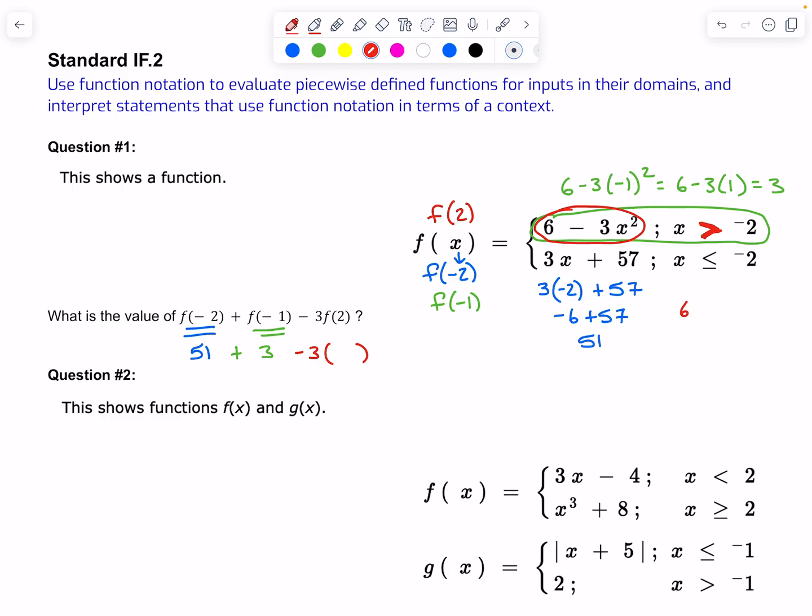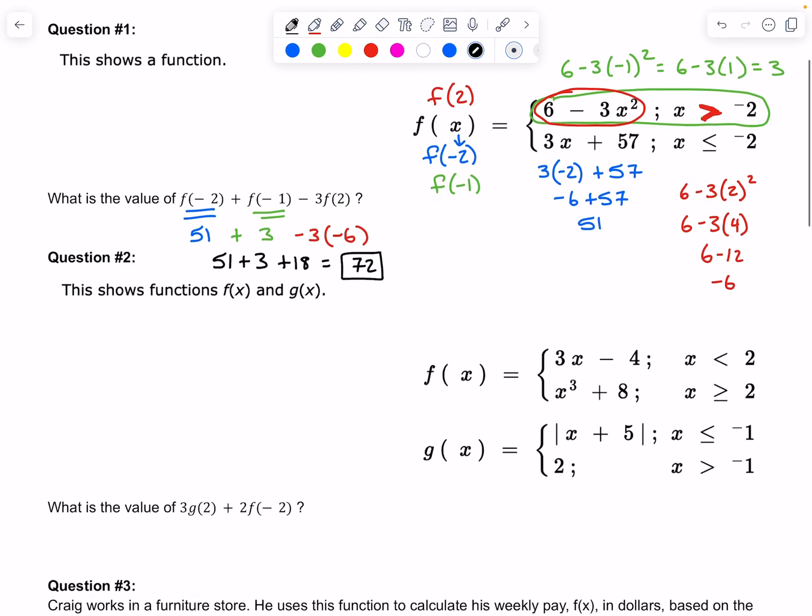So 6 minus 3 times 2 squared gives us 6 minus 3 times 4, which is 6 minus 12, which is negative 6. So then to put all of that together, we need to say 51 plus 3, and then negative 3 times negative 6 turns into 18. And then when we add all of that together, we get 72. All right, so that was question number 1.